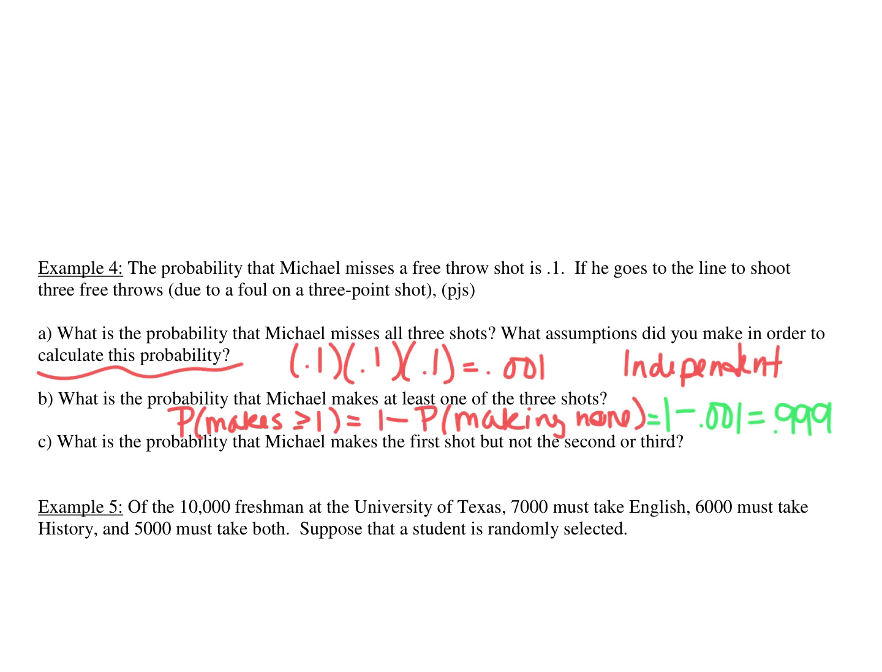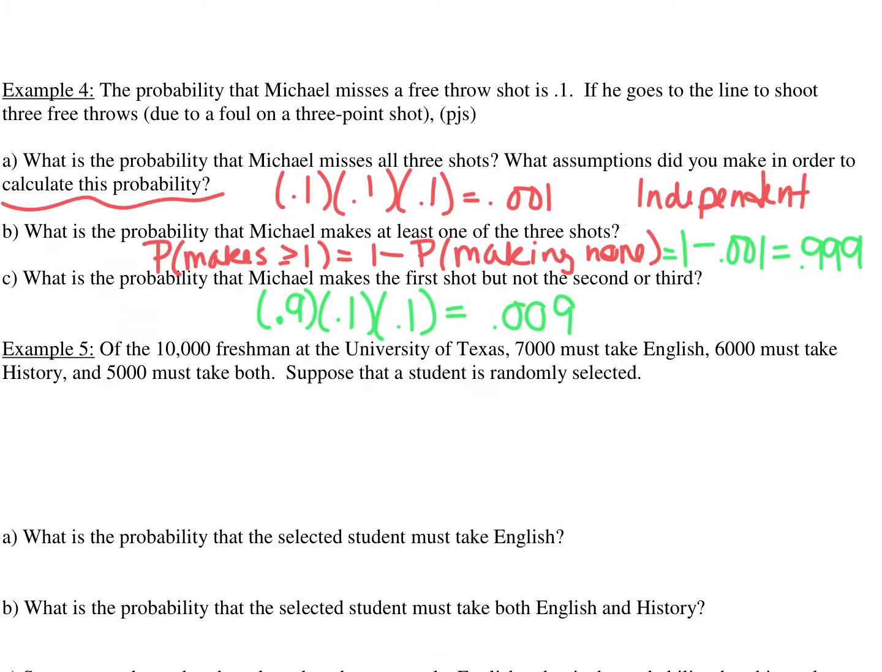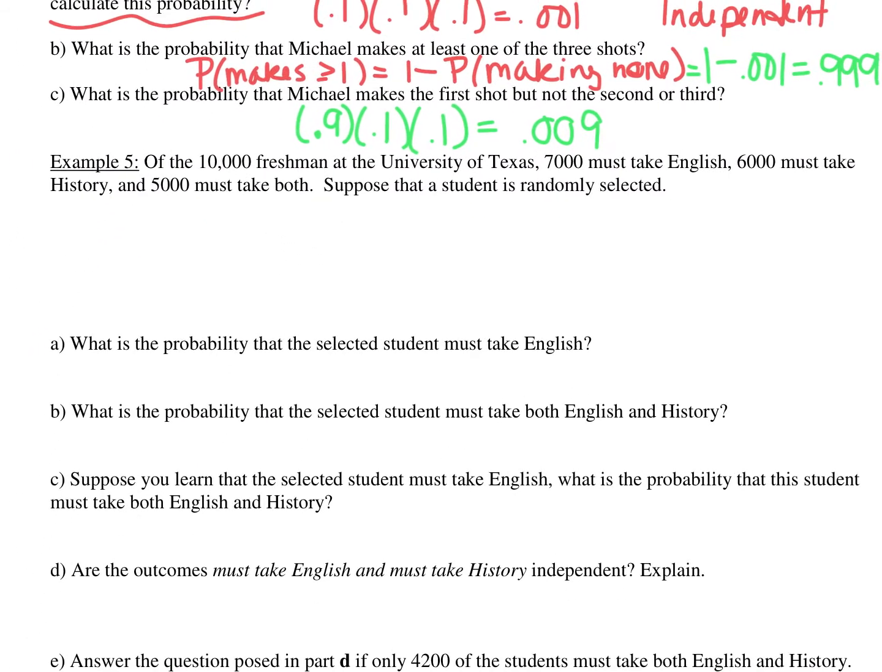Part C, what's the probability that Michael makes the first but not the second or the third? So makes the first would be 0.9, and then missing, times 0.1 times 0.1, that's going to be 0.009. All right. Example 5.